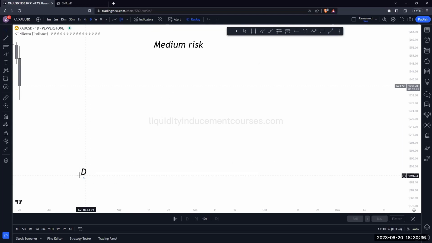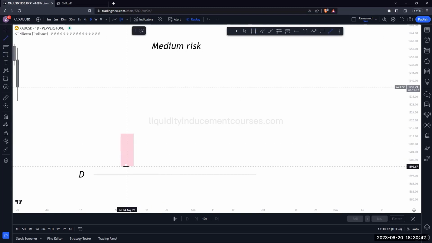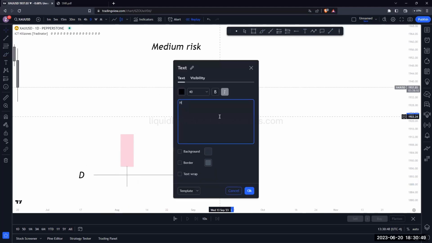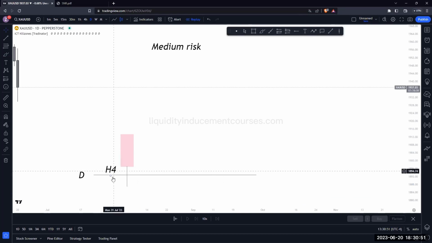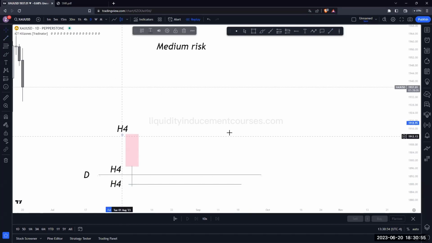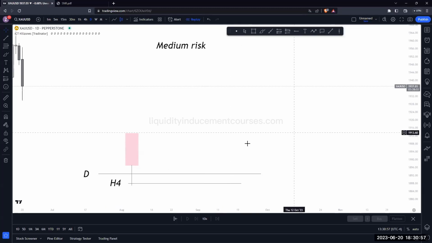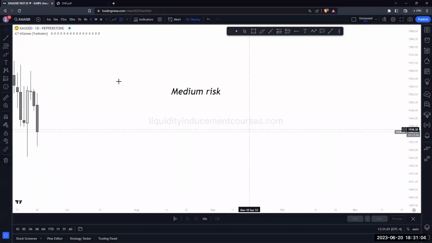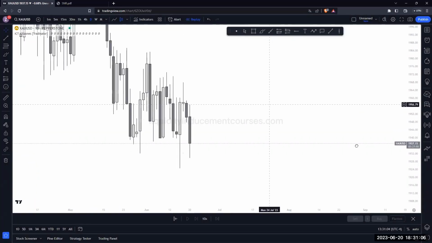Okay, let's take the daily level, for example. So you're going to have a daily level, and you're going to have a daily rejection. Inside that rejection, you're going to have a lot of H4s. Which one do you pick? You pick the extreme, the last one. That's the one you buy from. I'm going to show you an example in here. Let's take a look. Hopefully you can find one now.